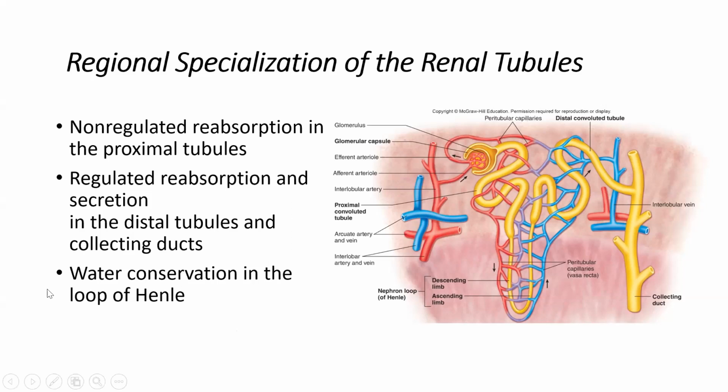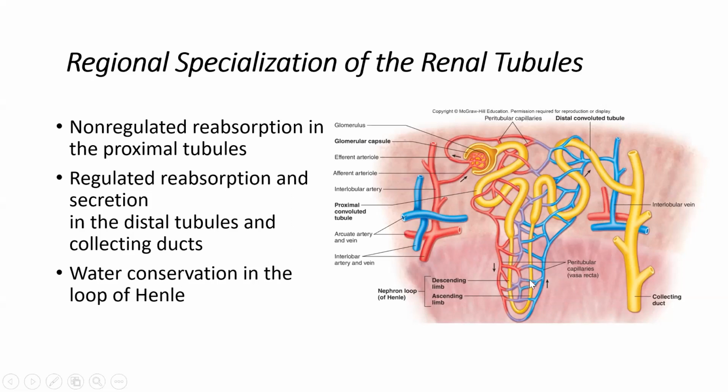And then we've got the loop of Henle, which is a little bit different because the loop of Henle is really involved in water conservation. And I'll talk about how the loops of Henle of different animals vary depending on their need to conserve water. This is actually a very important evolutionary feature of different species depending on their need to conserve water or to go for extended periods without water, okay?